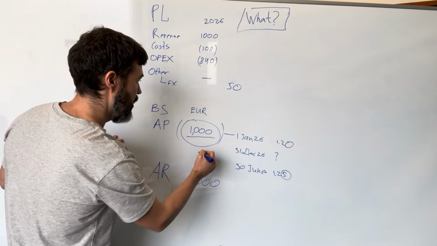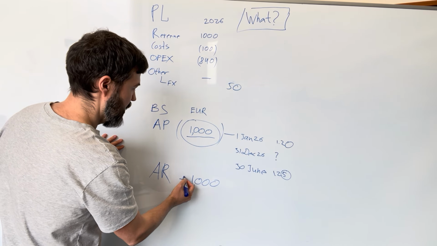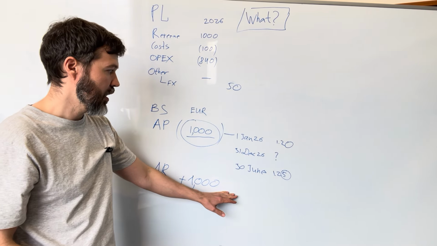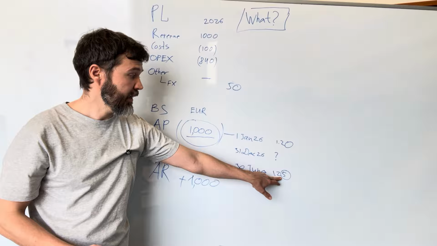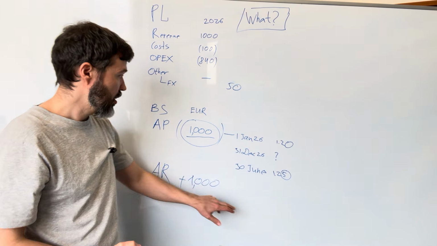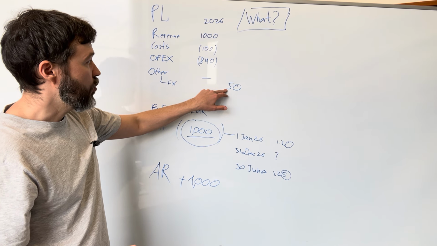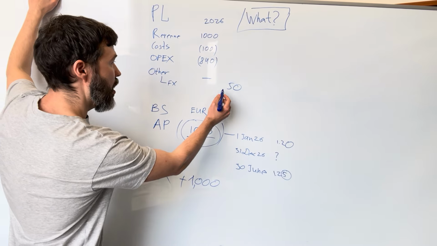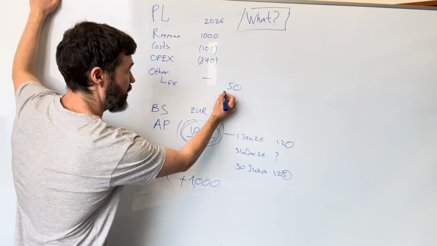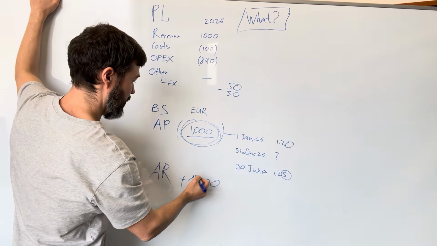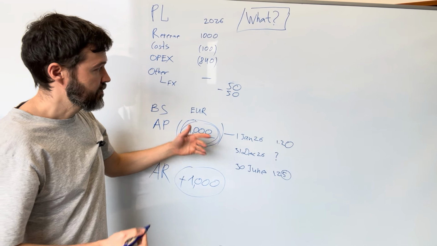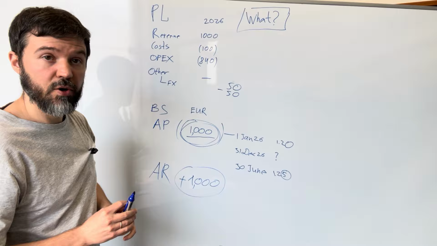If it's payable, it's with minus in your balance sheet, and you will have receivable with a different sign. This fluctuation in FX by 0.05 will cause you 50 as a loss from accounts payable and 50 as a gain from accounts receivable. So it will naturally offset it. That's the best option. That's the best scenario.